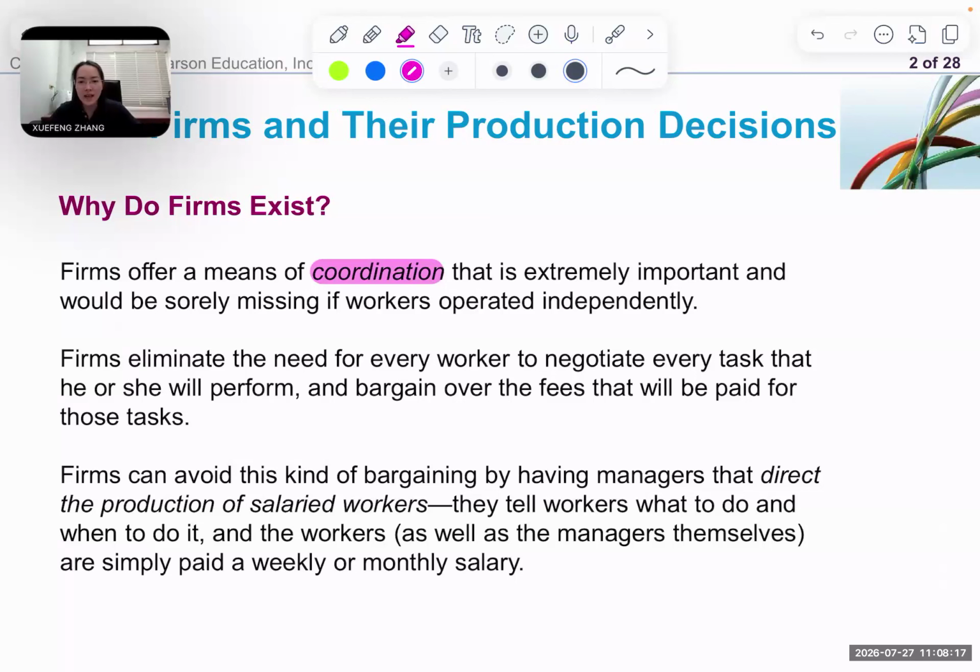All right. Imagine building a restaurant if every single task, chopping vegetables, cooking, serving, washing dishes, right, required a separate negotiation and separate payment every single time. Extremely inefficient, huge waste of time. Instead, a firm solves this, hire workers on salary, and a manager simply directs what needs to be done. No need to negotiate every task. The worker already agreed to follow instructions in exchange for a fixed salary.